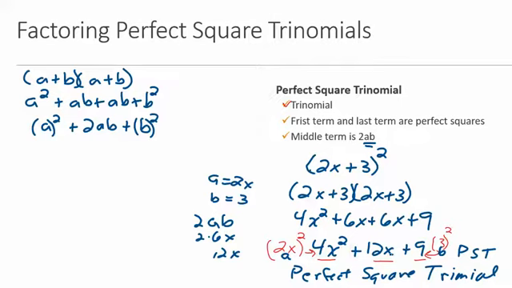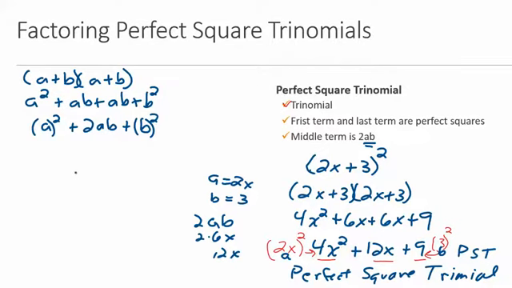I know that's a little tricky, but the idea is the first term is a perfect square. So you figure out what it takes to square to get your first term; that's your a value. The last term has to be a perfect square, so you could think of it as taking the square root of that. The square root of 9 is 3. Then if you multiply those two things together, the 2x and the 3, and double it, you get the middle term. Then you know you have a perfect square trinomial.